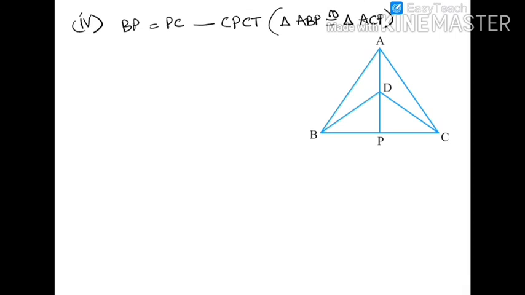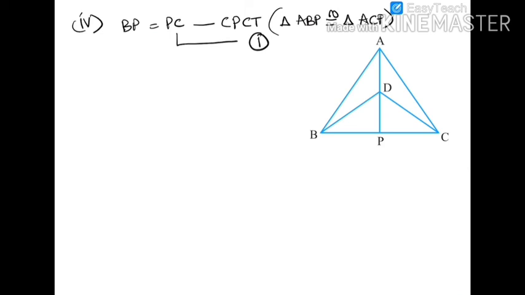Now the fourth part of the question is to show that AP is a perpendicular bisector of BC. We have already shown triangle ABP congruent to triangle ACP. So we can say that BP equal to PC because they form corresponding sides of these two triangles. So BP equal to PC, congruent parts of congruent triangles, triangle ABP and triangle ACP. Let's mark this as 1.